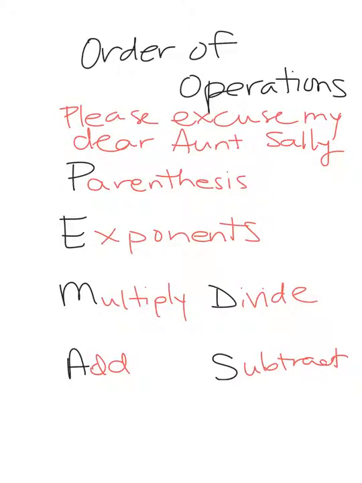So that's the order. First we deal with the parentheses or any grouping symbols. Then we deal with the exponents. Then we go left to right, multiplying and dividing anything that needs it. And the last thing we're going to do, again from left to right, is addition and subtraction.